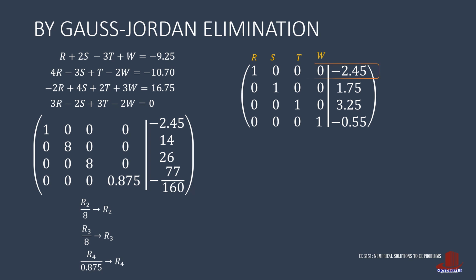From the first row, R is identified as negative 2.45. From row 2, we can deduce that S is 1.75. T is taken from row 3, giving 3.25. Then W is negative 0.55 from row 4. As you can see, no matter which method to use, the values of the variables would still remain the same.